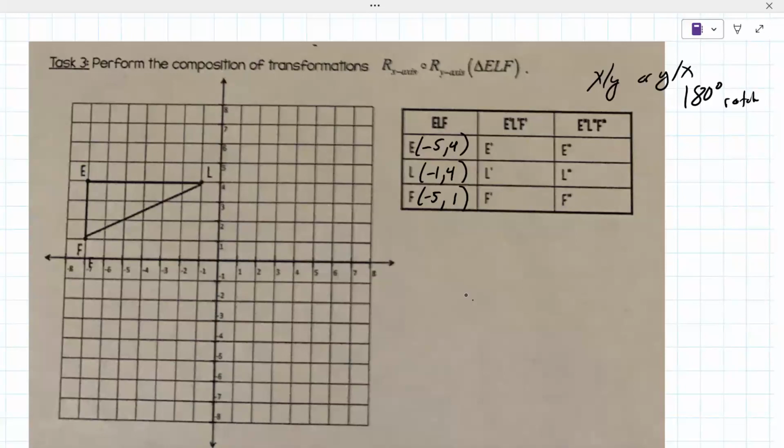So the order doesn't matter for this one, but let's do the y-axis, or I'm sorry, x-axis first. Give me those new ordered pairs whenever you got them.